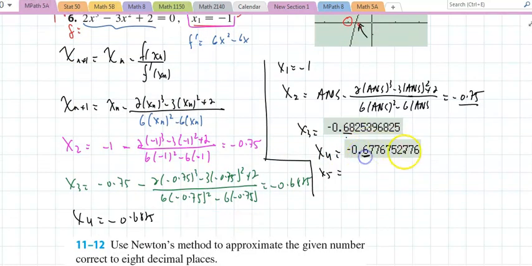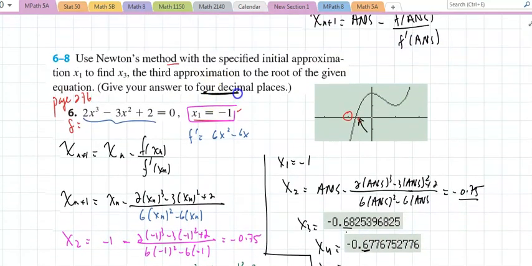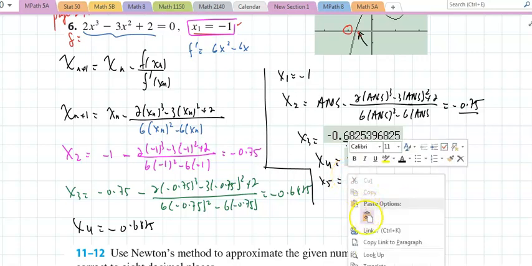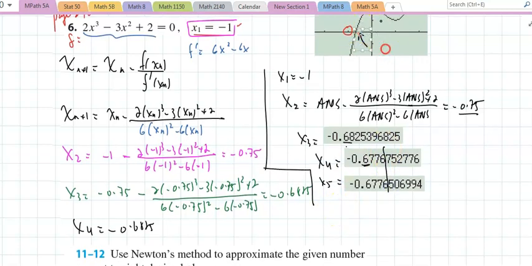So it's getting more accurate. Well, what they wanted us to get is accurate to 4 decimal places. So this is accurate to 1 decimal place. If I do it again, and I did, that's what I got. So you know how to do that by now, right? And you notice this is accurate to 4 decimal places. So I'll say this x right here is roughly negative 0.6776.